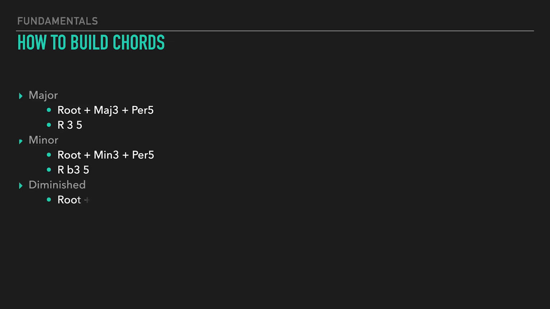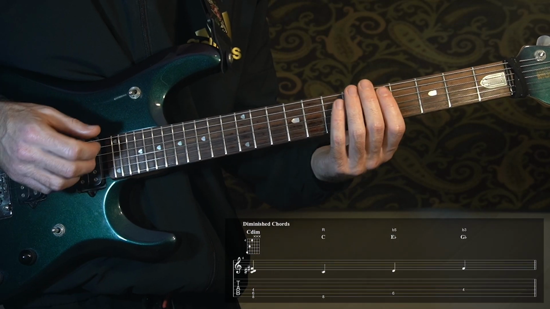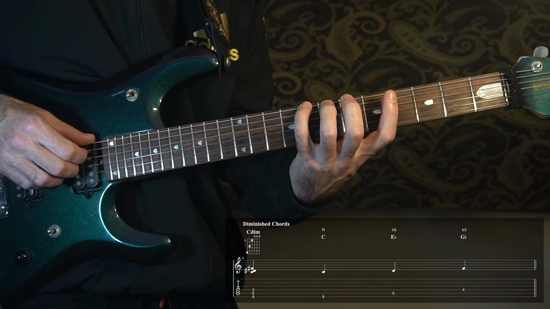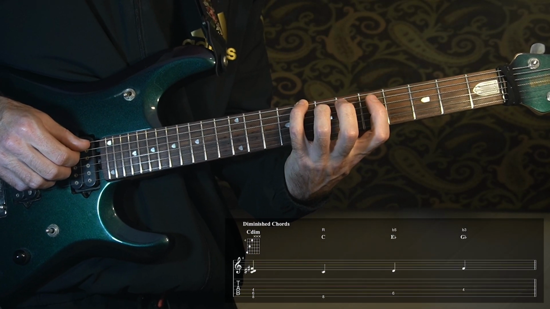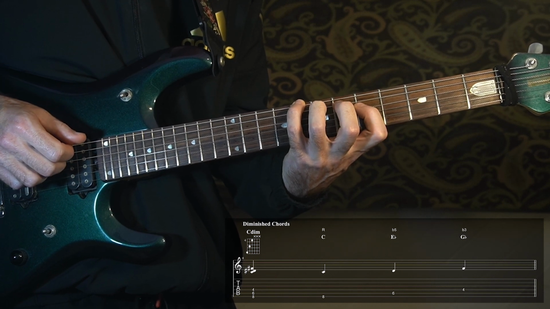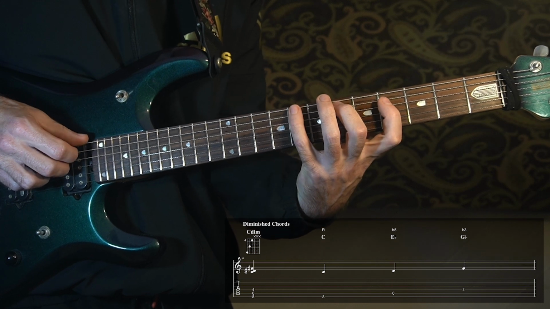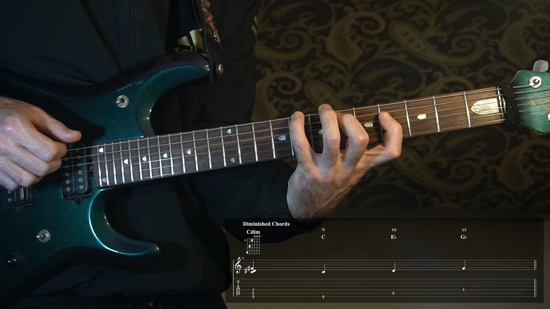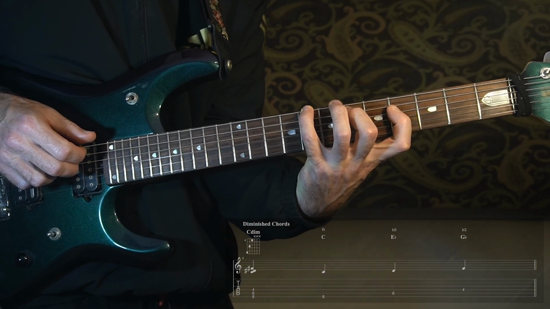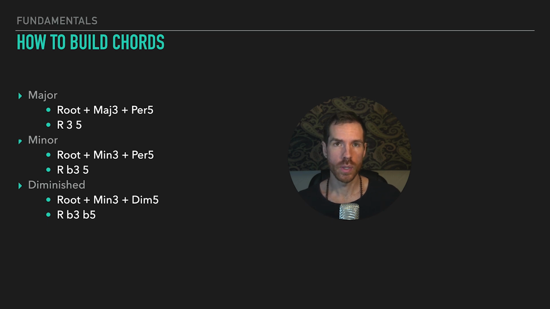Diminished chords: root, minor third, and diminished fifth. Here's the formula for diminished chords. Next up are diminished chords. So let's take that same first example we had. We had C, E, G. We lowered the third, C, E flat, G. Now we need to lower the fifth. Diminished chord. So I want to show some similarities between these.